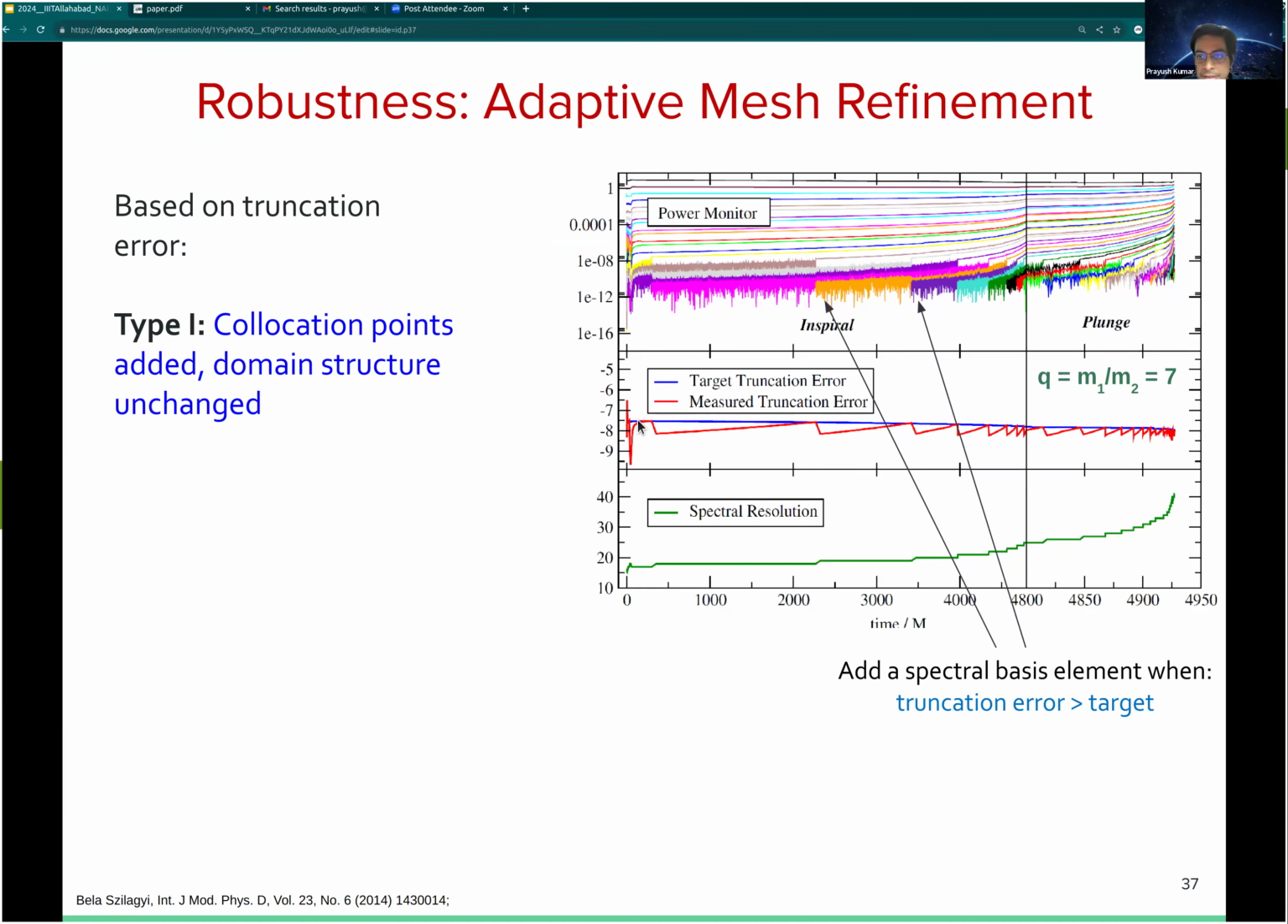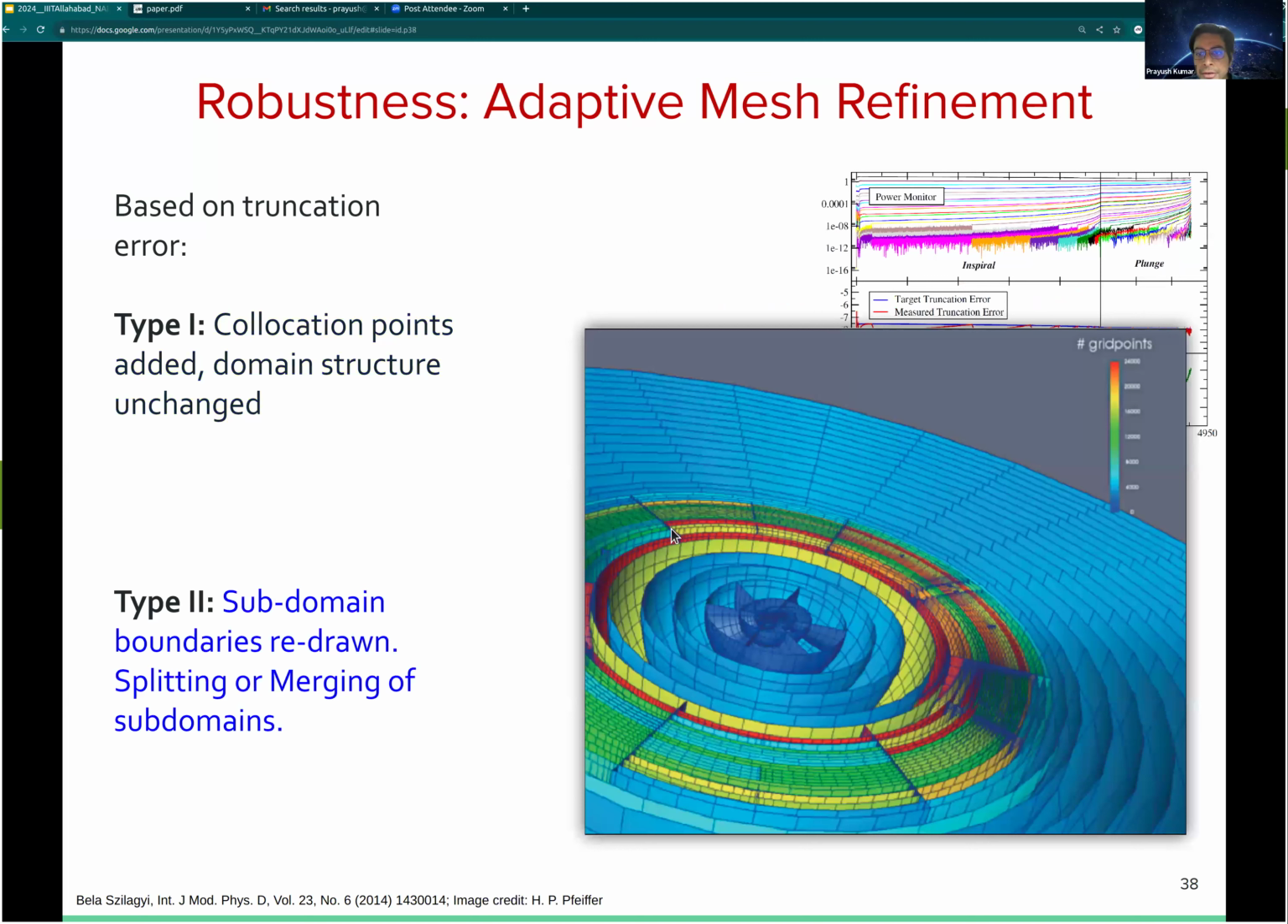The same thing can be seen in this figure here. Blue is the target truncation error and the measured error oscillates like this, right? So this is one way of refining our meshes. Another way of refining would be to redraw the whole domain, which is also something that happens automatically.